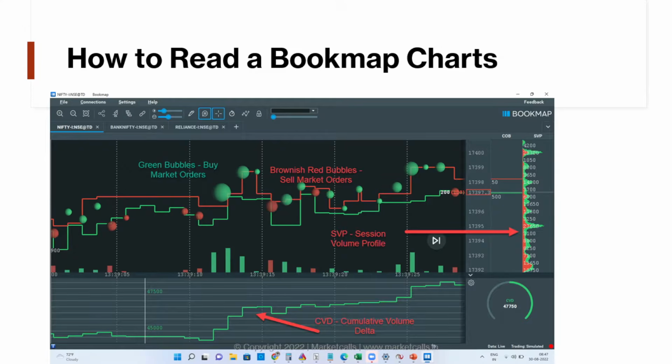How to read the Bookmap charts? The bubbles, whatever you're seeing, the green bubbles are nothing but buy market orders. They push the market up, and there are sell market orders which push the market down.